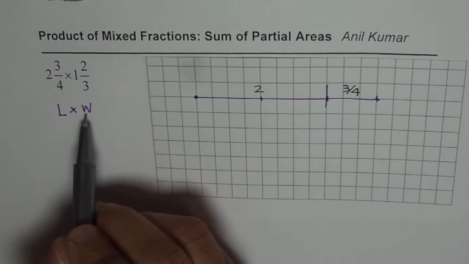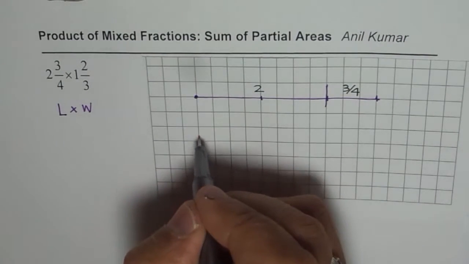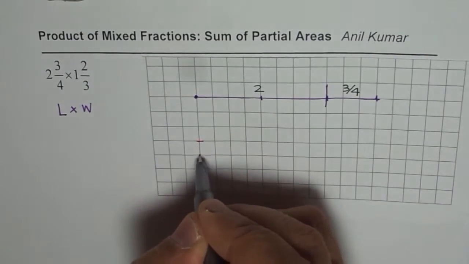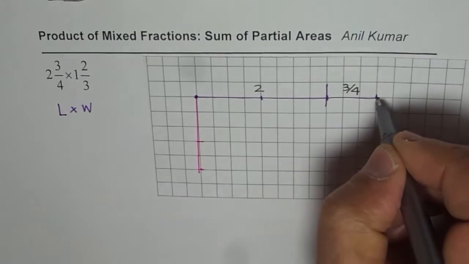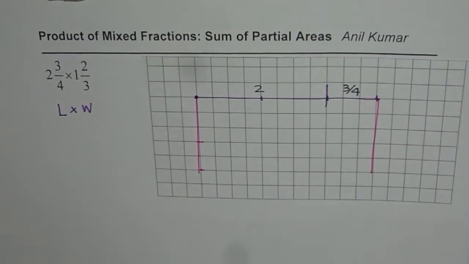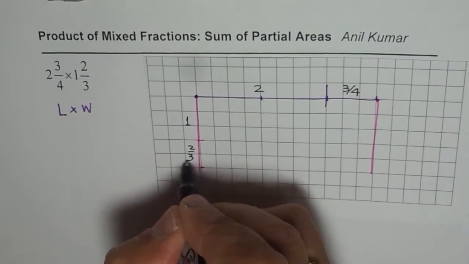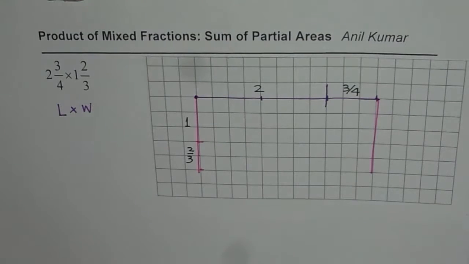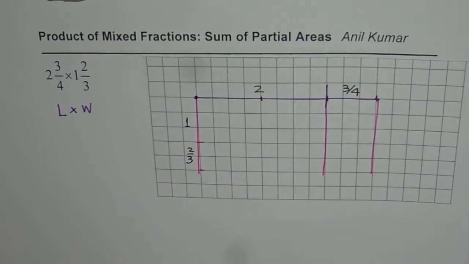Now we'll treat the width as 1 2/3. So when we have 1 2/3, each division should be 1/3. So that becomes 1 and 1 and 2, so that is 2/3. That is how we get the width, right? Now in this width we have 1 and this is 2/3, correct? Now let's complete this rectangle, and then we will see how to find the area of the rectangle using fractions, correct? That is the exercise for us.